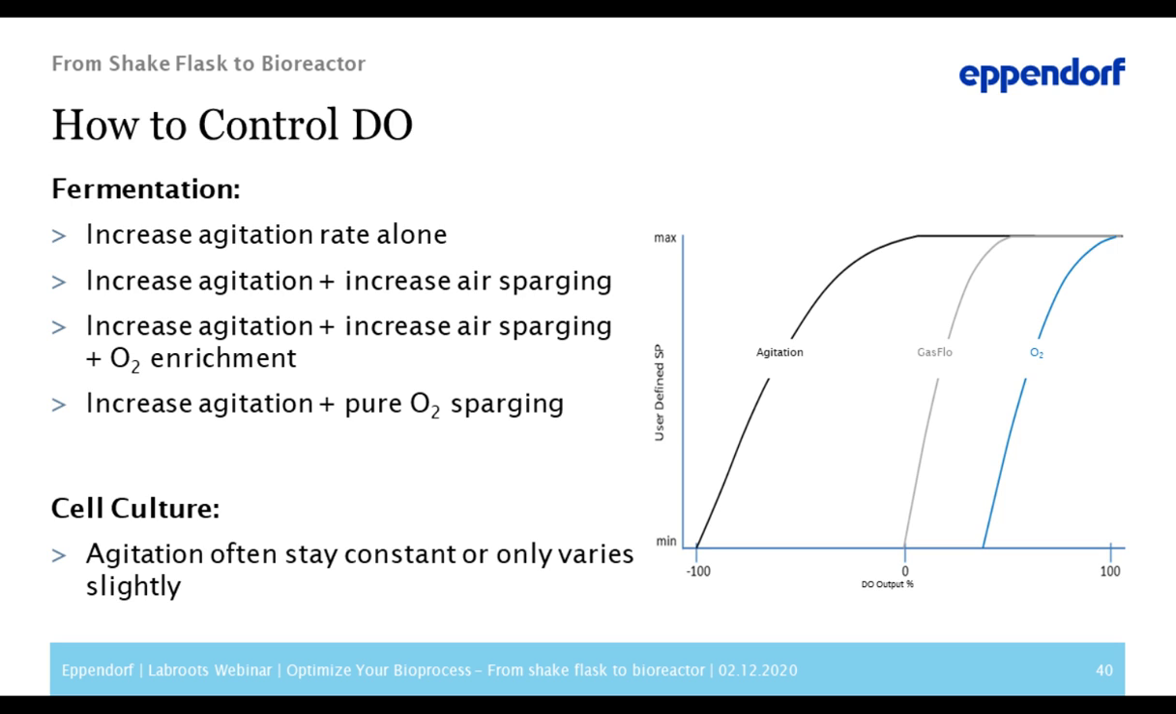In a cell culture run, one is limited in increasing the agitation rate or in gassing, because both increase the shear stress to the cells. So there, the optimization of the DO control is a little bit more tricky, but on the other hand, as I just showed, they also don't need that much oxygen.